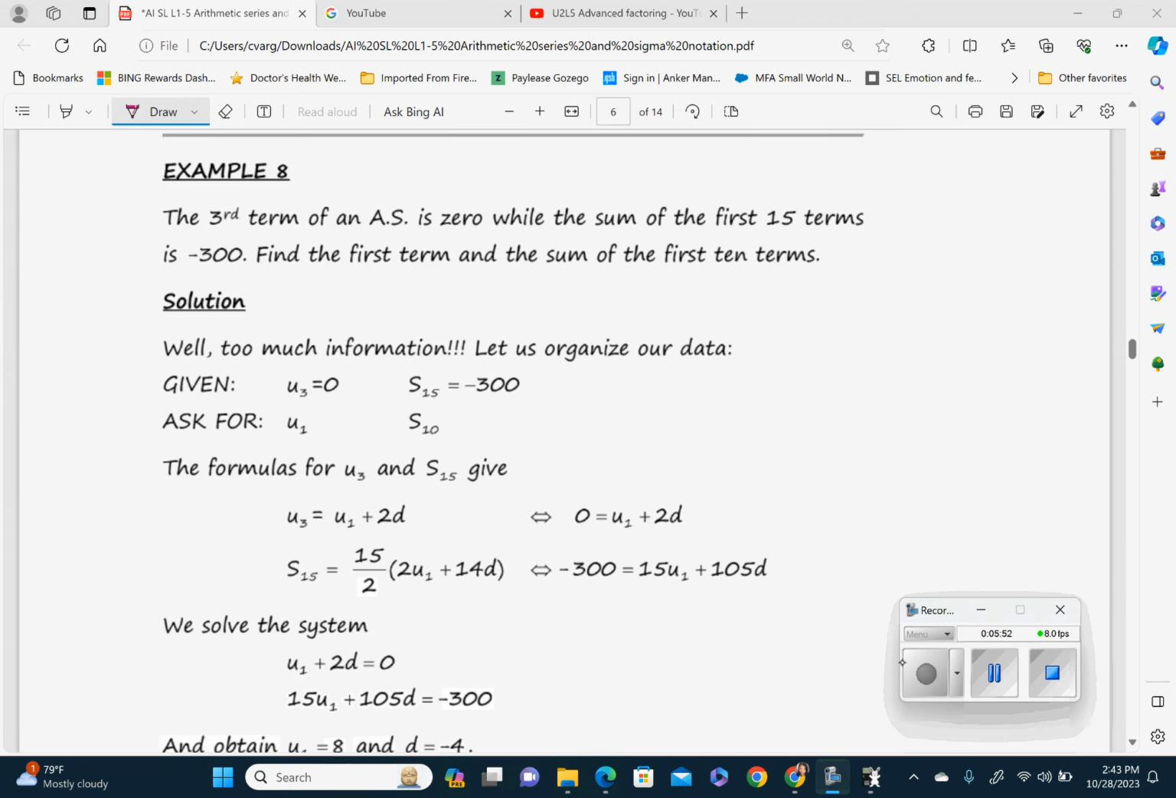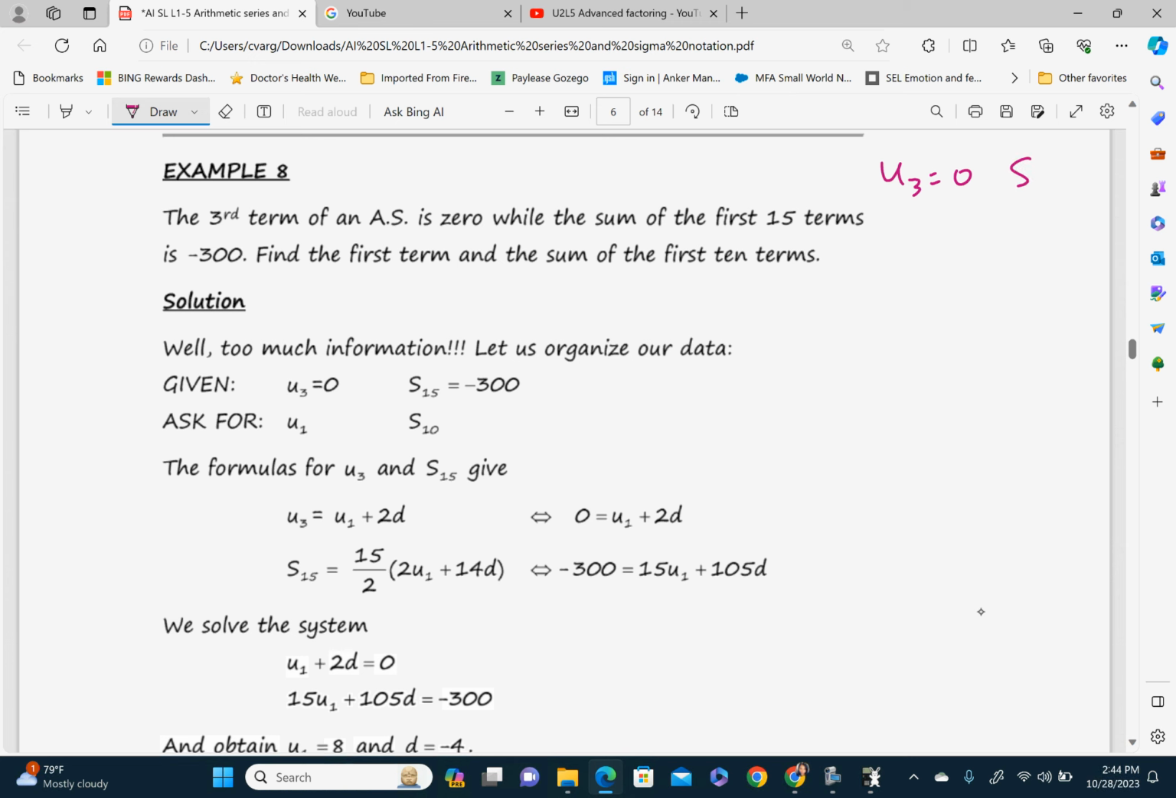The rest of the examples are pretty straightforward. Example 8, I do want to spend a little bit of time on. So the third term of an arithmetic sequence is 0. So they're giving us that U3 is 0. And it says the sum of the first 15 terms is going to be negative 300.